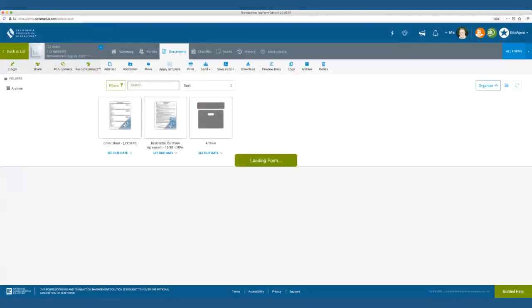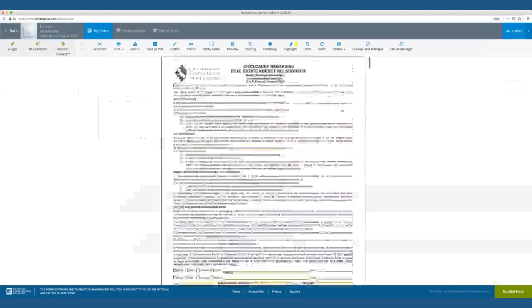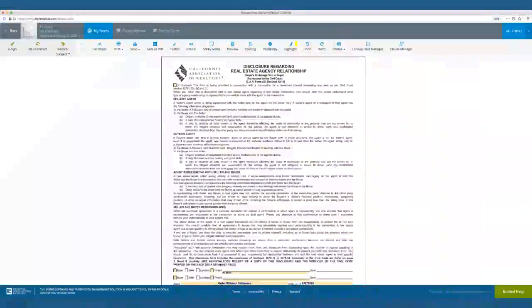So here it is. This is the residential purchase agreement, but they've bundled important documents that you're going to need and you need to go over with your client. They've bundled them all together.